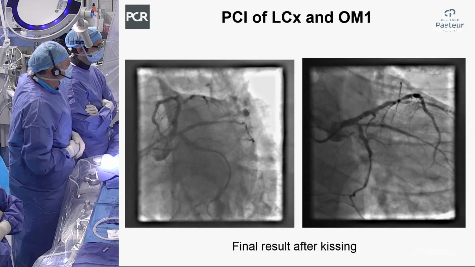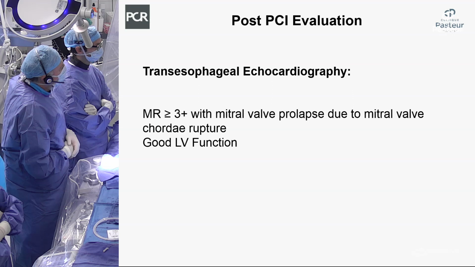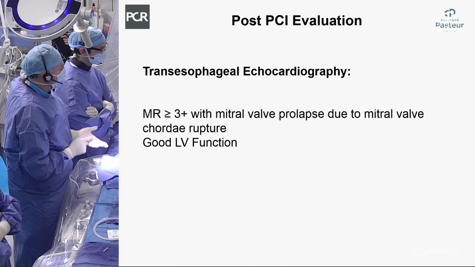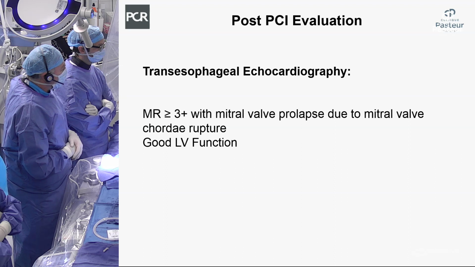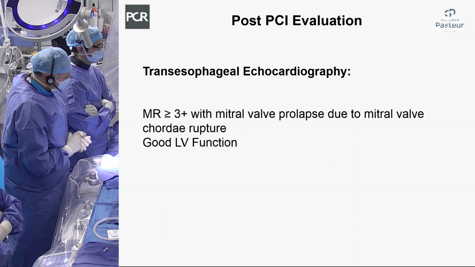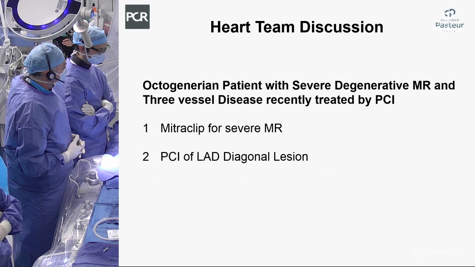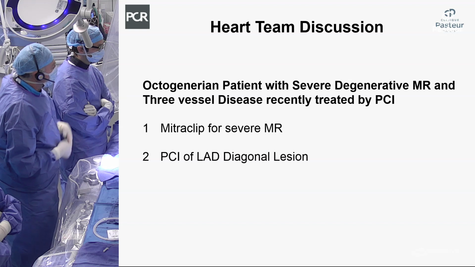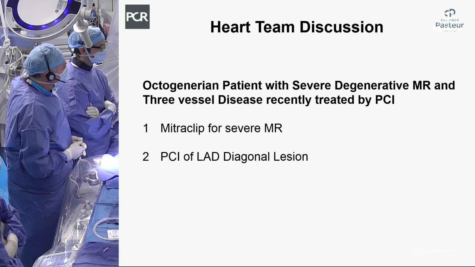After, the patient was re-evaluated by a transesophageal echo. Next. And this transesophageal echo concluded that he has a severe mitral regurgitation due to a degenerative disease with mitral valve prolapse due to a mitral valve chordal rupture at the level of P2. The LV function was good. So there was a team discussion. It was an octogenarian patient with severe degenerative mitral regurgitation and 3-vessel disease recently treated by PCI. And the conclusion was to treat this patient with MitraClip and then perform a PCI on the LAD diagonal lesion.